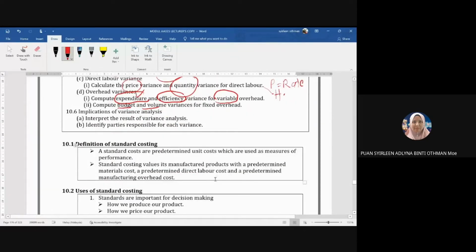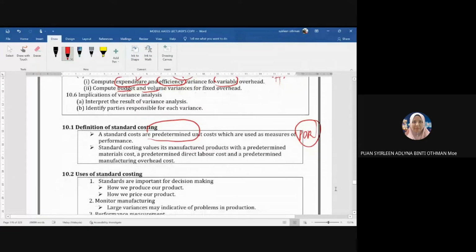Okay, so this is definition for standard costing. So standard costing kita tahu ialah predetermined unit cost. Okay, so bila kita sebut predetermined unit cost, actually dia relate balik dengan apa yang kita belajar di topic 5, which is actually your POR. Okay, sebab bila kita sebut predetermined tu maksudnya kita sebenarnya mengira POR. Okay, so standard costing values its manufactured products with a predetermined material cost, a predetermined direct labor cost, and also a predetermined manufacturing overhead cost. Okay, alright. So apa kegunaan standard costing?